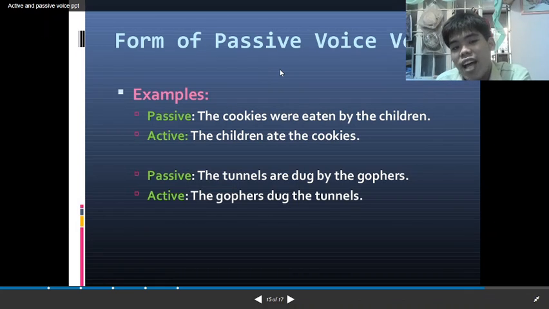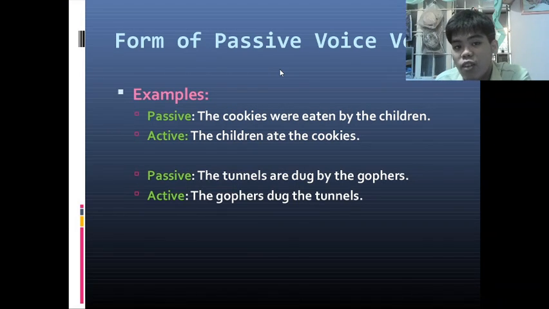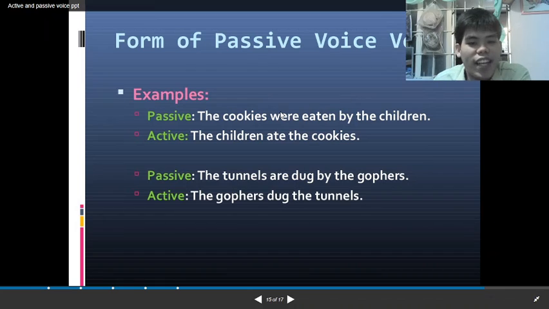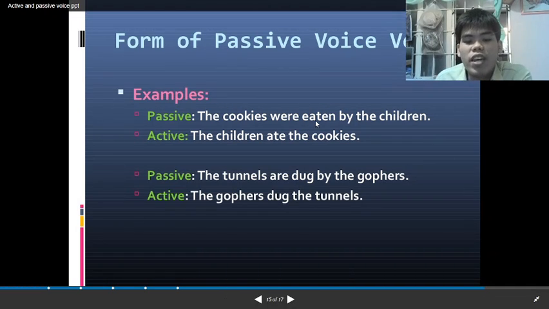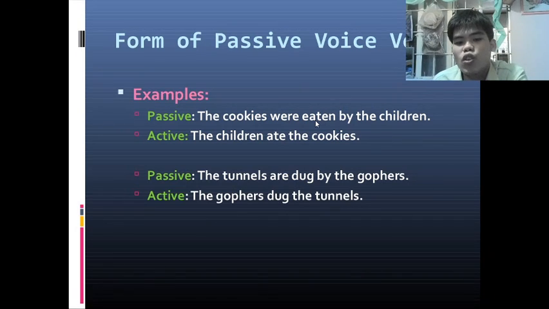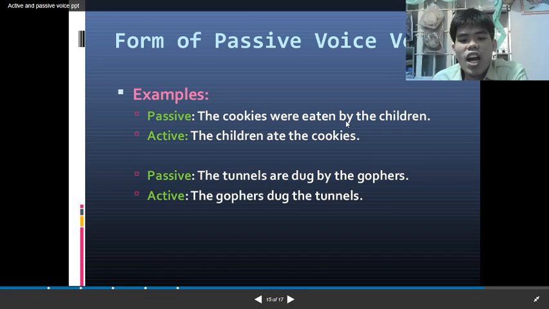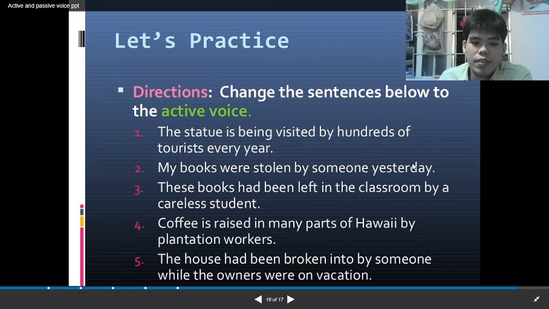In the passive voice, we added the linking verb were. So, we're going to take that out. We're going to delete it. And we have the past participle eaten, so we're going to change it back into just the past form, and remove the word by. So, we have the active form: The children ate the cookies. Same, the tunnels are dug by the gophers. The gophers dug the tunnels.